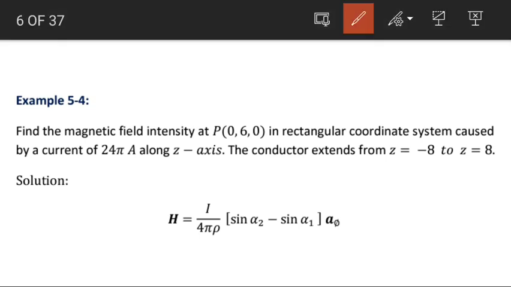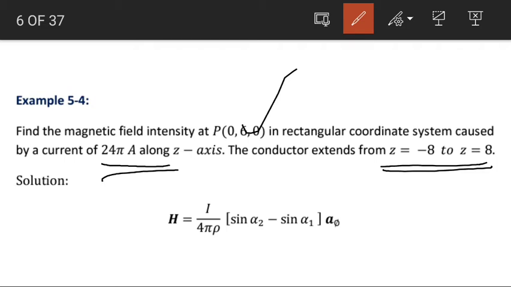Well, example number 5.4, find the magnetic field intensity at this particular point in the rectangular coordinate system caused by a current of 24 pi ampere along the Z axis. So there is a current in the conductor, and the current in the conductor is in the direction of the unit vector AZ. The conductor is along the Z axis. The direction of the current will be given by the unit vector AZ. The conductor extends from Z is equal to minus 8 to Z is equal to 8.